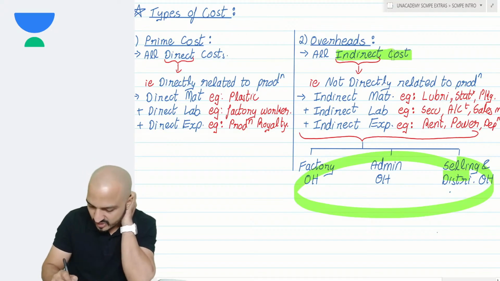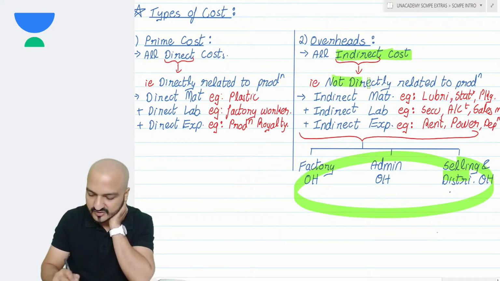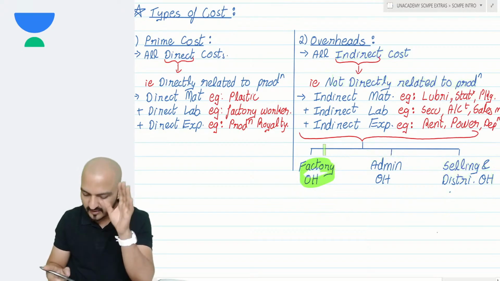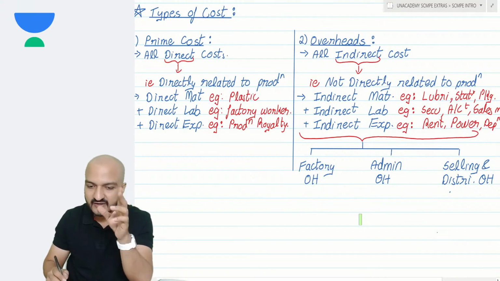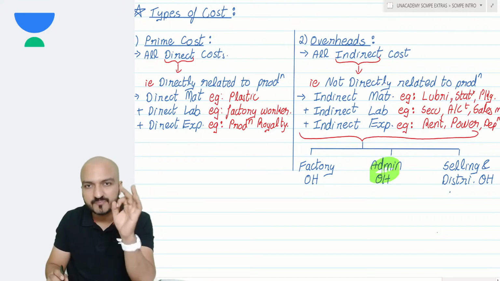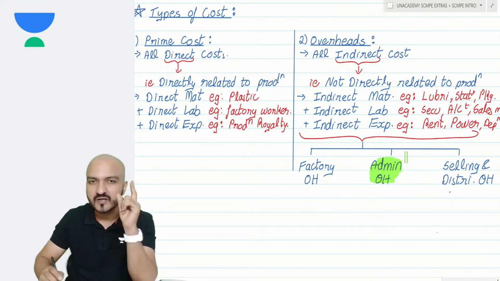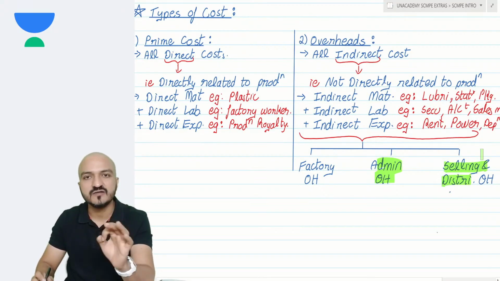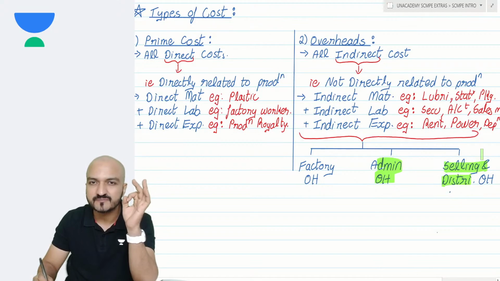You know that indirect cost means the costs which are not directly related to the product. But if that cost is incurred inside the factory premises, it is called factory overheads. If that cost is incurred for general admin purpose, it is called admin overheads. And if that cost is incurred for selling and distribution, it is called selling and distribution overheads.